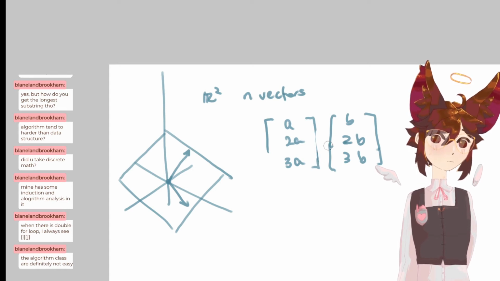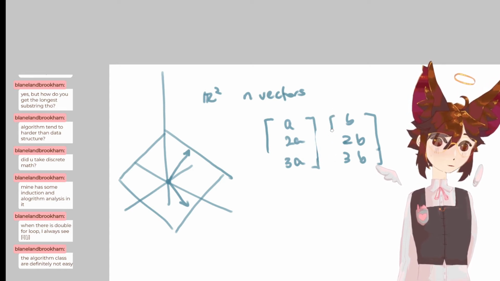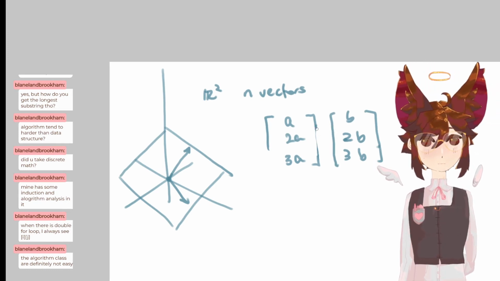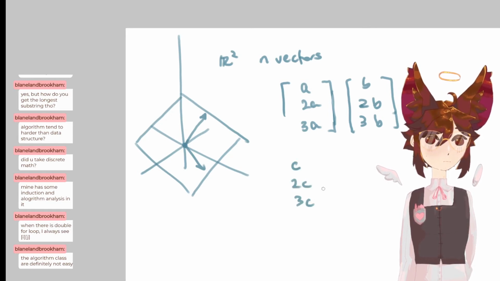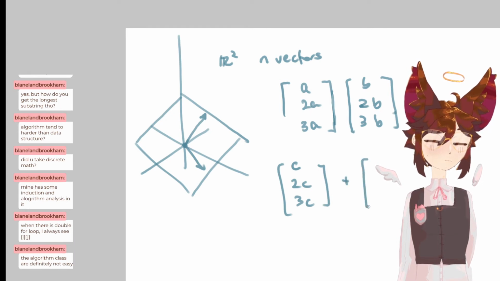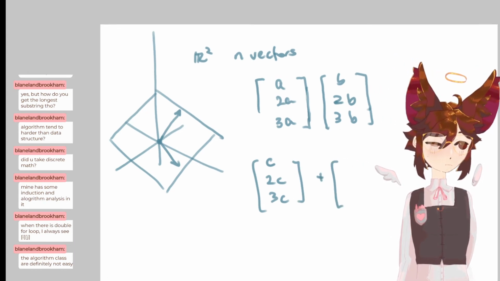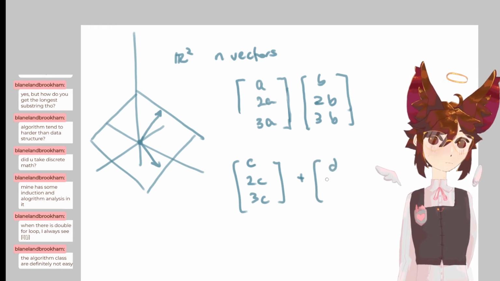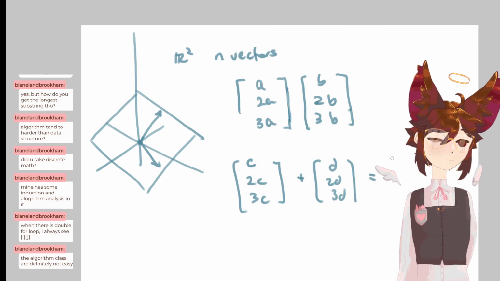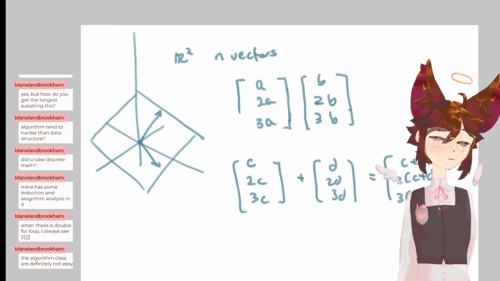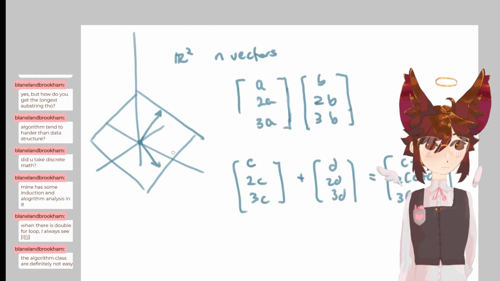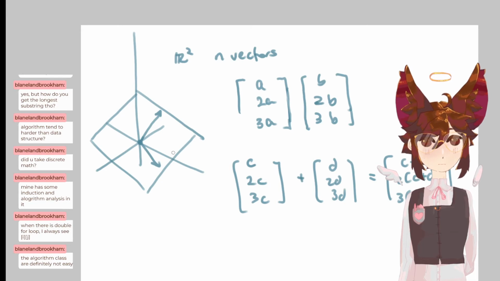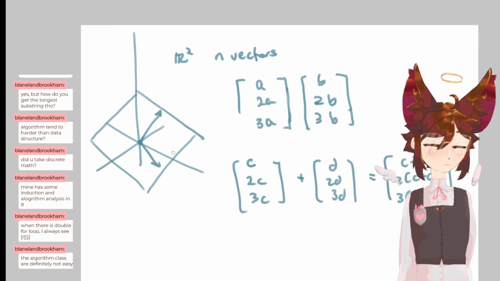What this is saying is that any vector in this space should be able to be expressed by these two vectors. So we'll say C, 2C, 3C, plus, or it should be able to be expressed by this form, right? D, 2D, 3D equals C plus D, 2C plus D, 3C plus D. Oh, you know that works because it's just two lines, right? It's just another dimension. And it works for scalar multiplication too for the same reason.